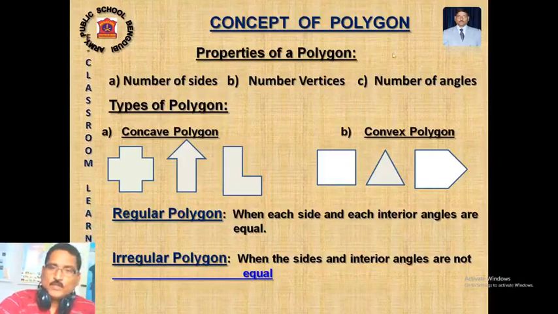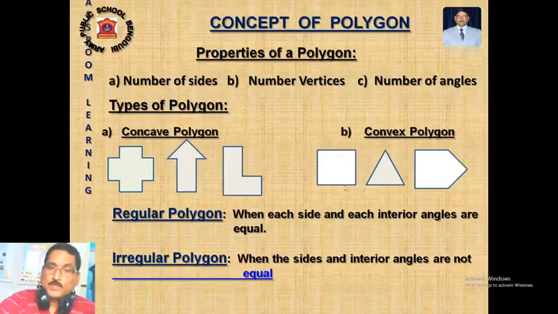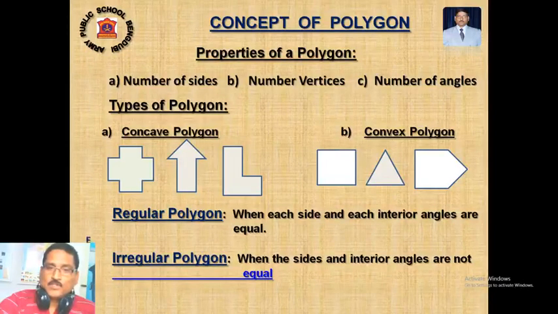This is a square. A square is a regular convex polygon, but a rectangle is not a regular convex polygon because its sides are not equal, even though its angles are 90 degrees. Sides are not equal, that's why a rectangle is not a regular convex polygon, but a square is.